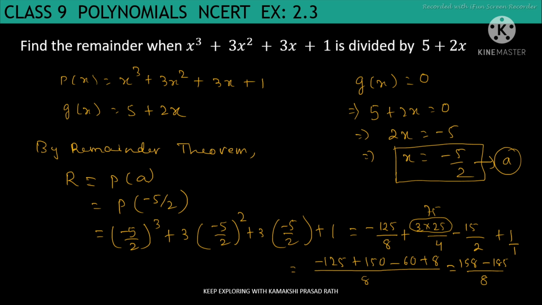So here we just have to solve this one. 158 minus 185. So smaller minus bigger, so we'll get a negative answer. So we get minus, so 158 minus 185, so we'll do the reverse. So we get minus 27 by 8. So that's the remainder when we divide x cube plus 3x squared plus 3x plus 1 by 5 plus 2x.